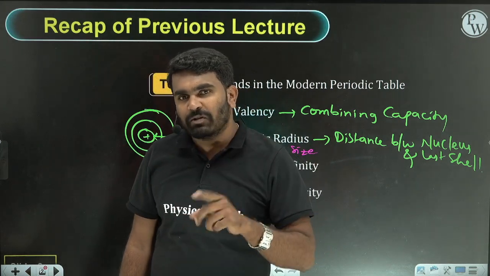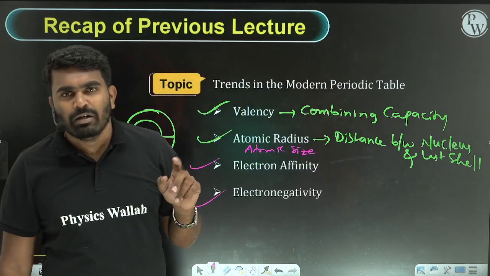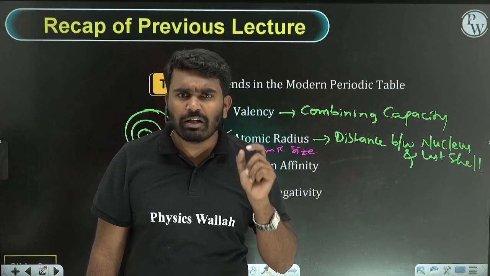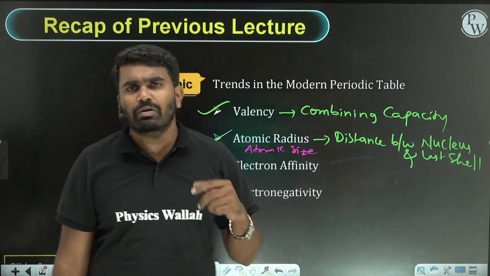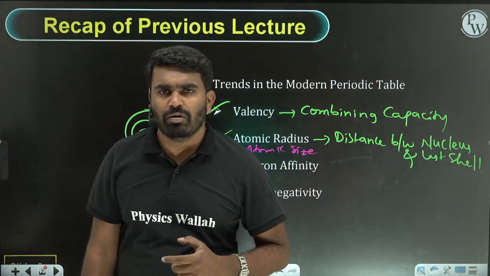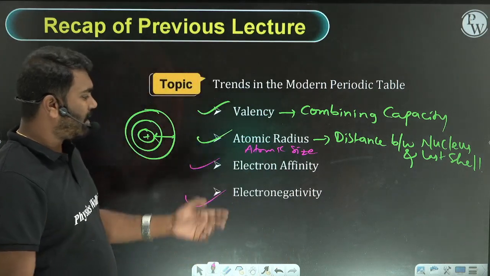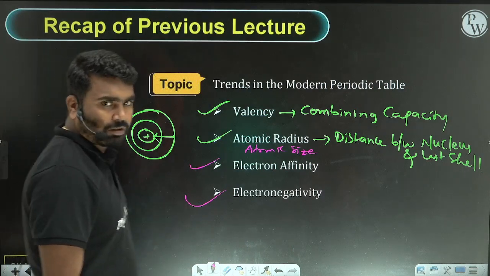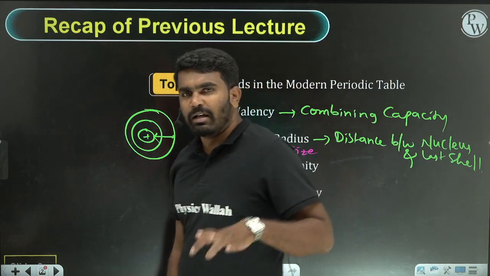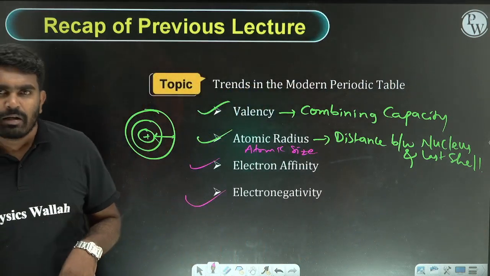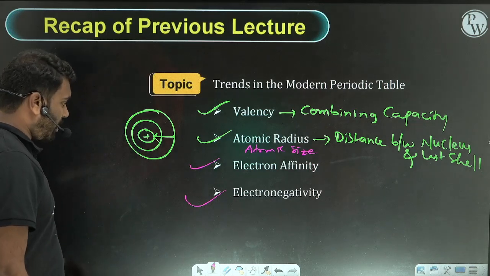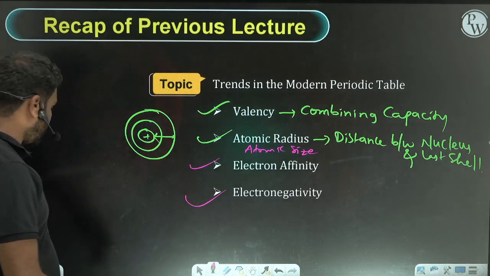Whereas in the first group sodium undi, sodium lo 11 electrons unnai. So daniki stable configuration kavalante em aitundi manaki, right? It has to lose one electron. So it will lose one electron and it gains electropositivity character. So by that we can say electronegativity in periods from left to right increases, and electronegativity from top to bottom decreases. Here metallic character increases.